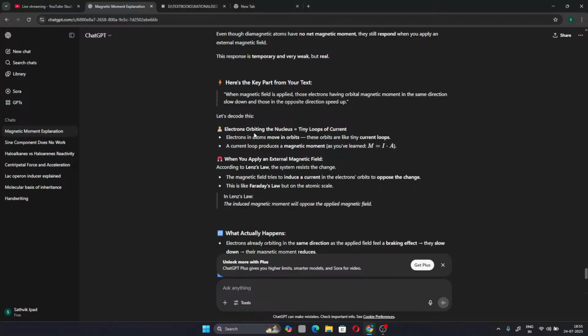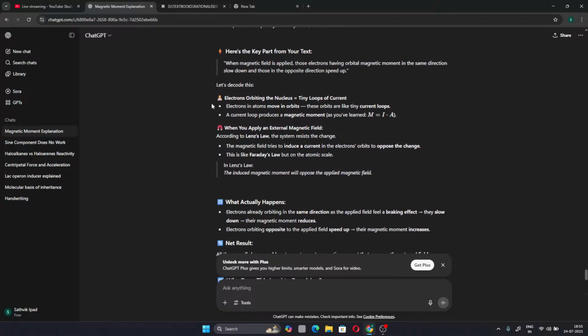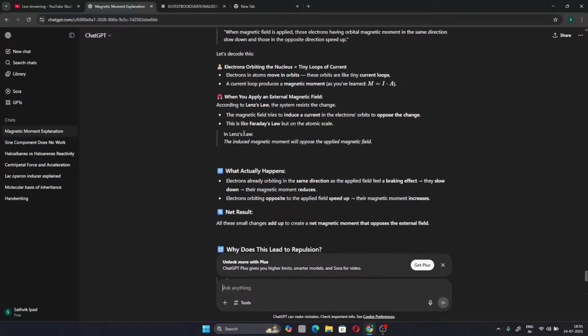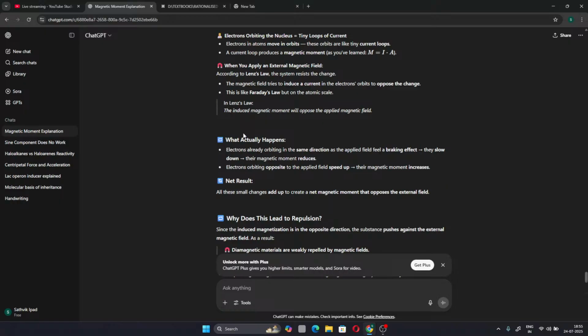Electrons orbiting the nucleus are tiny loops of current. Electrons in an atom move in orbits, and these orbits are like tiny current loops. A current loop produces a magnetic moment, which is I times A. When you apply an external magnetic field, according to Lenz's law, the system resists the change.